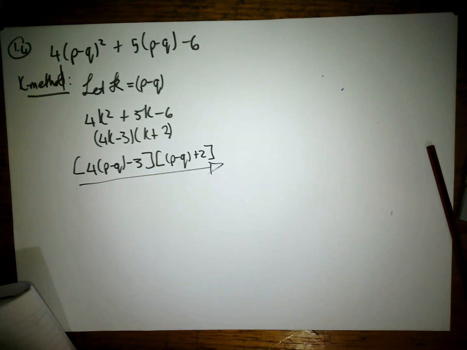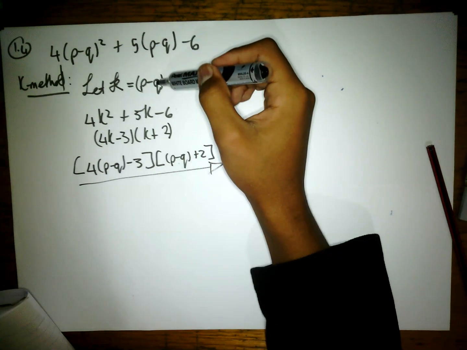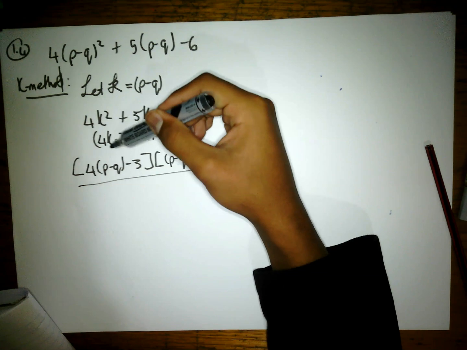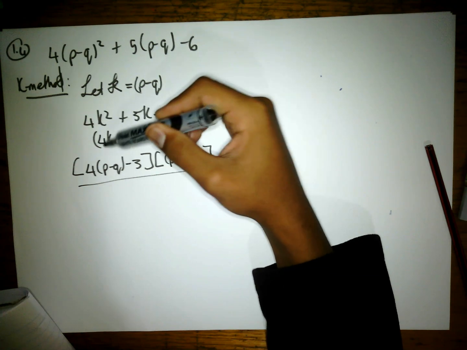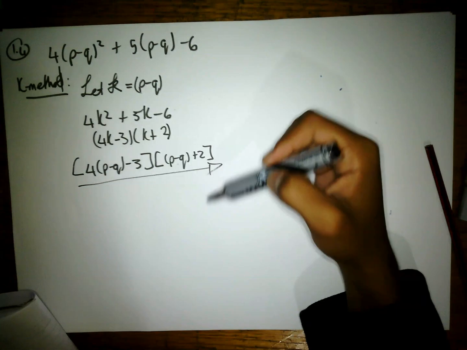It's that simple. Very straightforward. You chop and change from p minus q to k. You factorize with the k, and then when you're finished factorizing, you just replace the k with a p minus q, whatever you substituted in there.